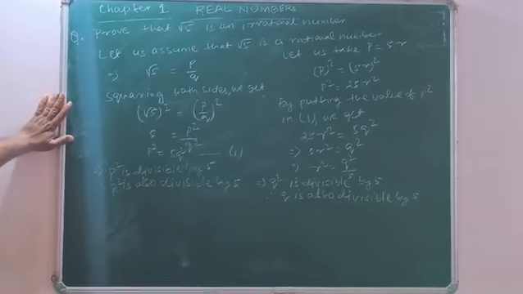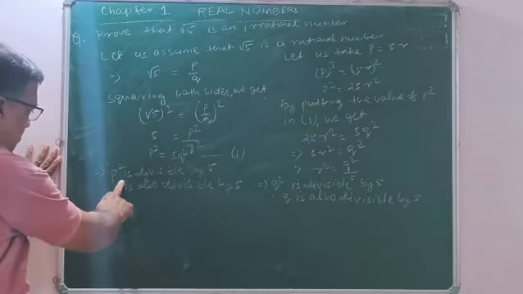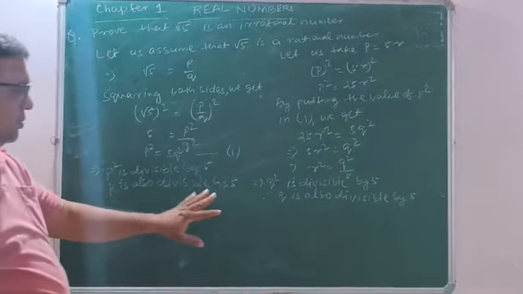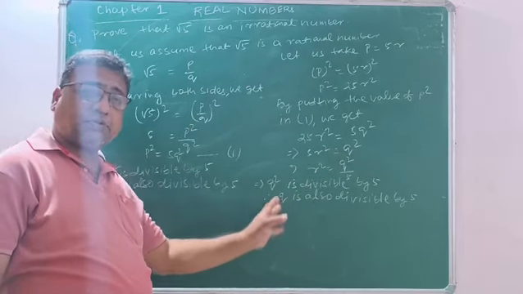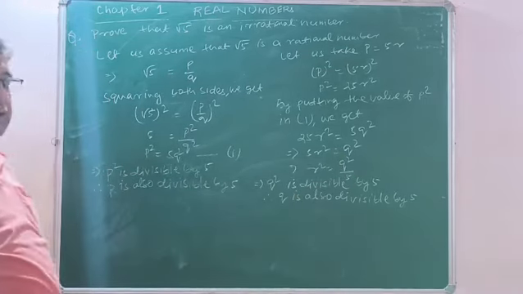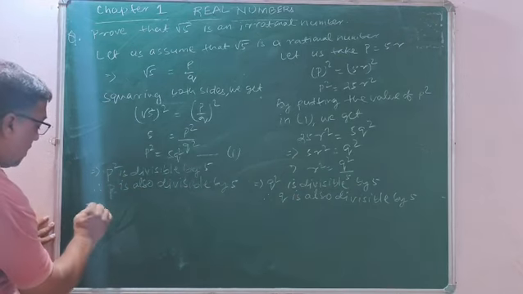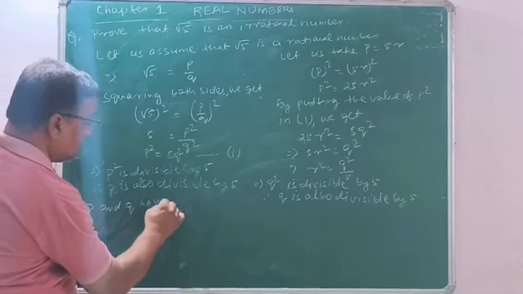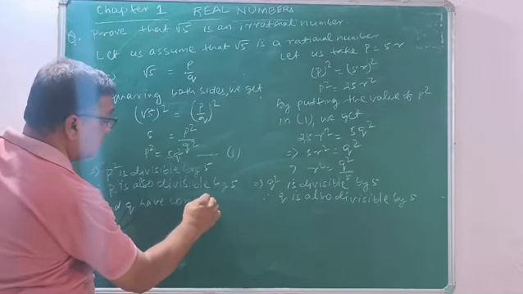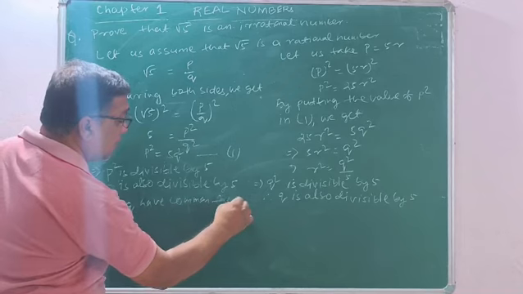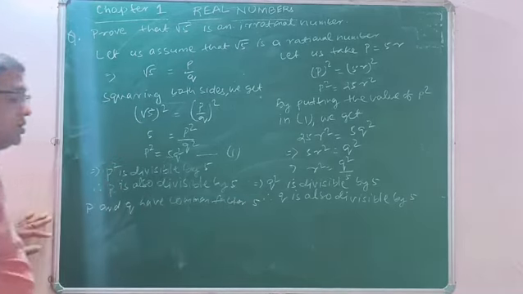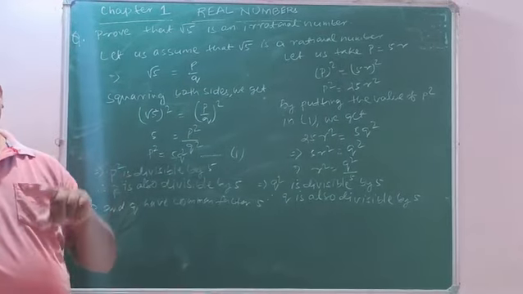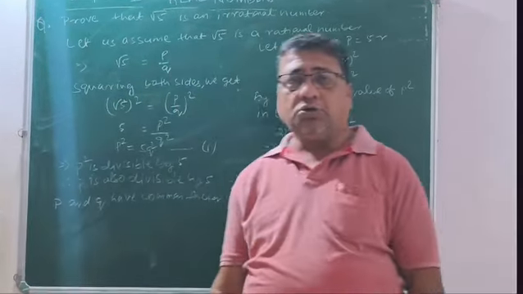Here we have shown both the cases: p squared is divisible by 5, so p is also divisible by 5, and q squared is divisible by 5, so q is also divisible by 5. That means p and q have a common factor 5.